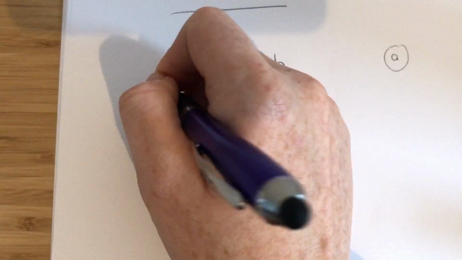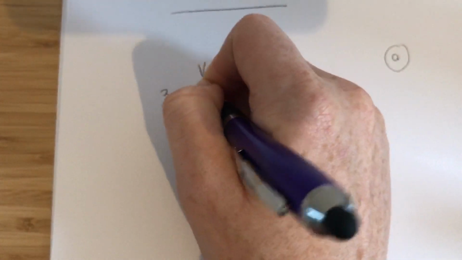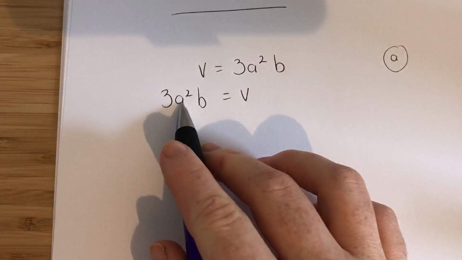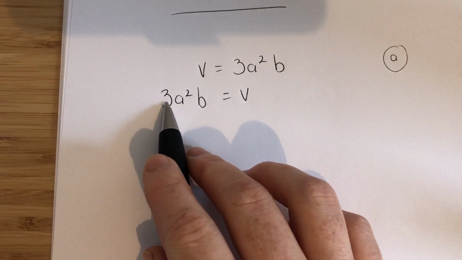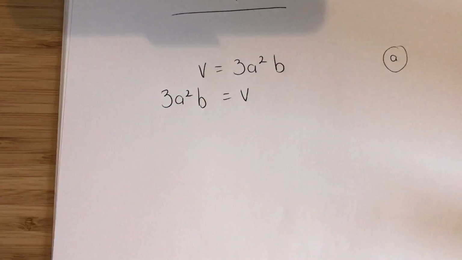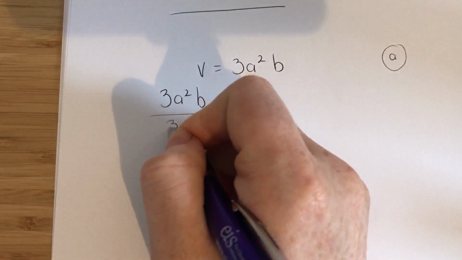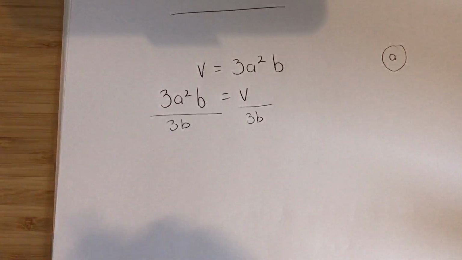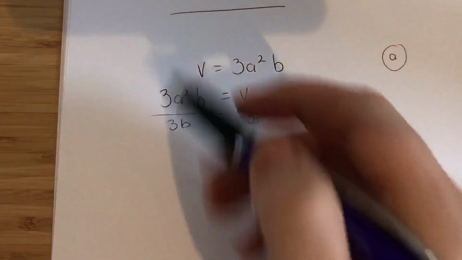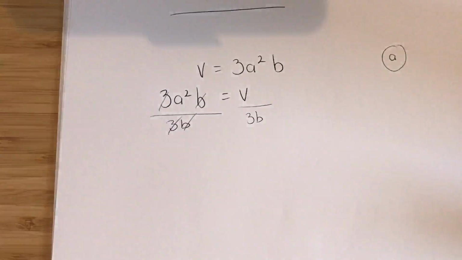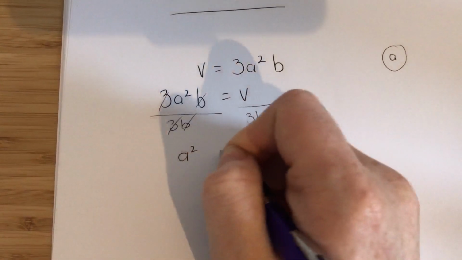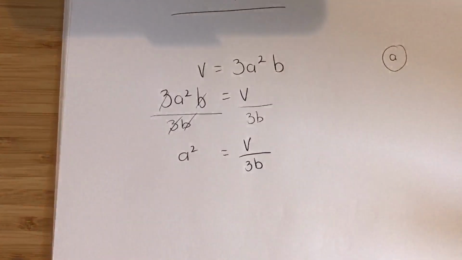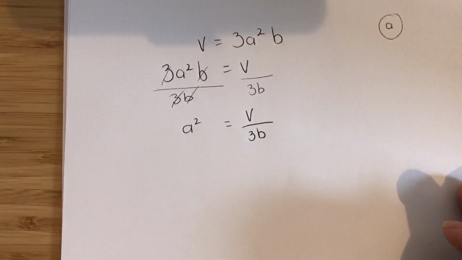I'm just going to do that common sense line, switch it over. 3a squared b equals v. So I now want to start getting a by itself. Right now a is being multiplied by 3 and b. So in one swoop, I'm just going to divide both sides by 3b. Divide that side by 3b, divide that side by 3b. So here, we've cancelled that out to just get a squared left. And on this side, we've got v divided by 3b. Almost there, a squared equals v over 3b.